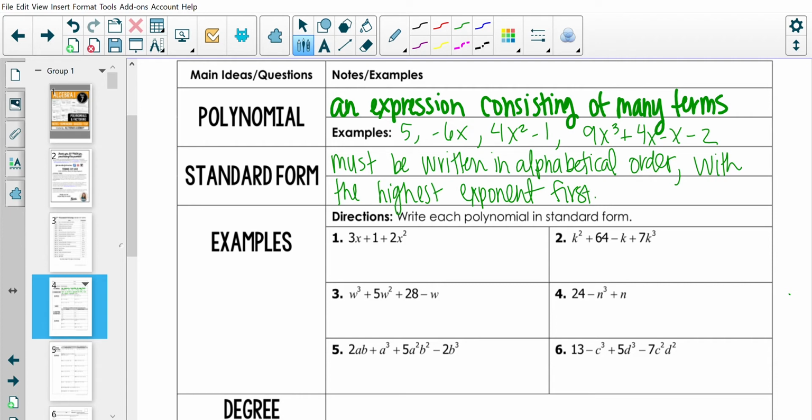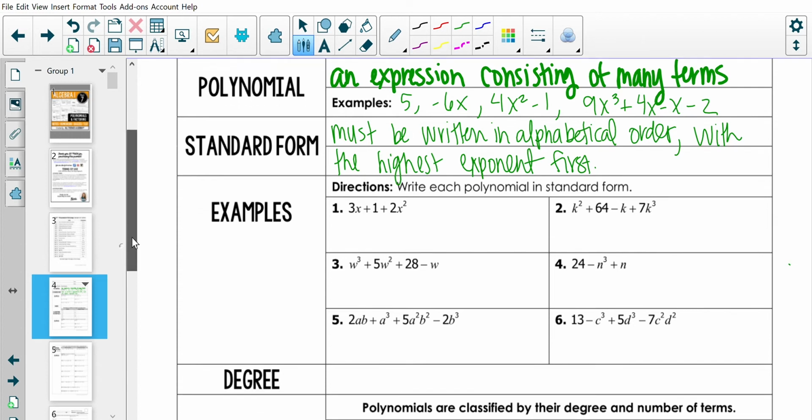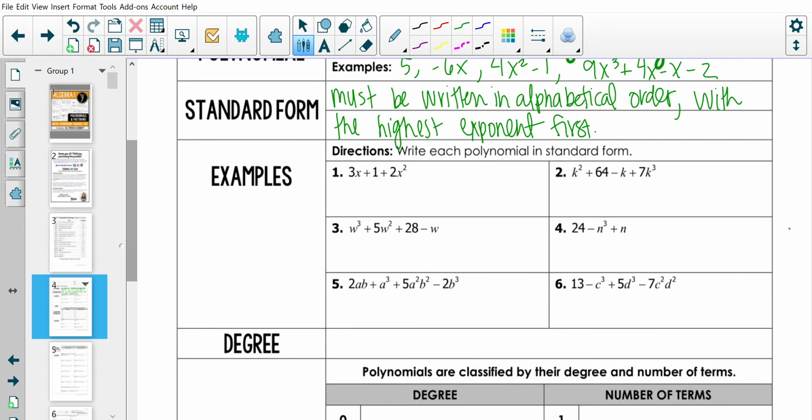So all we are doing in this first section is reorganizing each of these polynomials so that they are in standard form. So on number 1, are there different terms or are they all the same? Terms, meaning the letter, I guess, is what I should say: are there different variables? No, they're all the same variables. So now we need to look at our exponents.